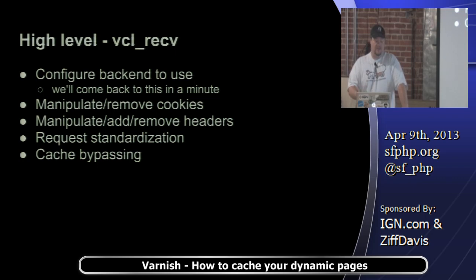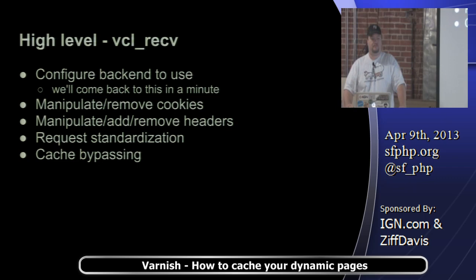Request standardization is actually just manipulating the URL. So Varnish takes the URL, boom, there's your hash for your cache key. But what if the order of the parameters is different, or let's say sometimes you have page equals 1 and sometimes page equals 1 is not in the URL. You can adjust the URL so that it's standardized, so the cache key is consistent and you get a higher hit rate.